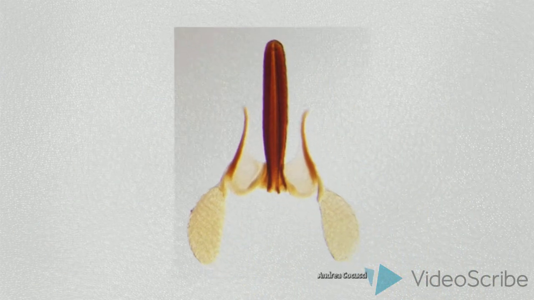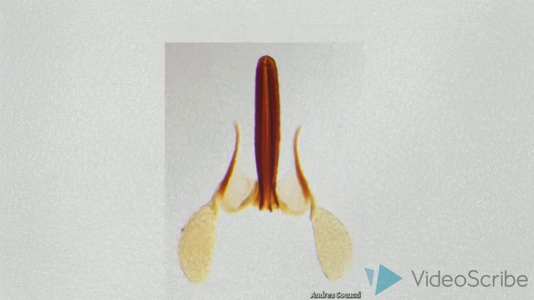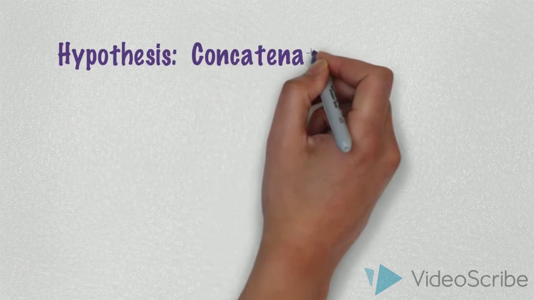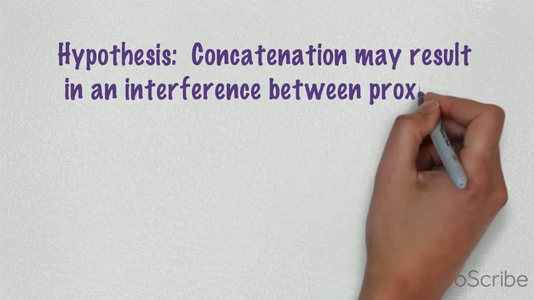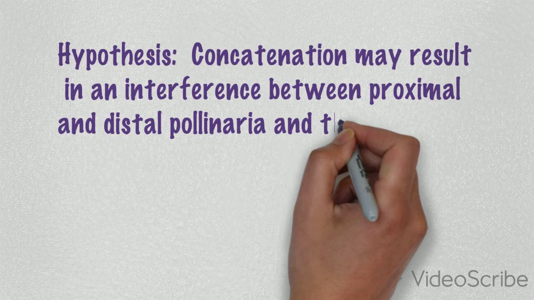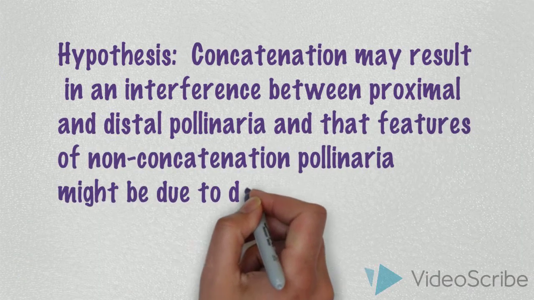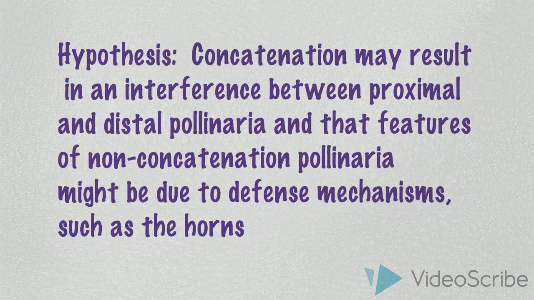Here is an example of the horned pollinaria found in South American milkweed that Dr. Andrea Cocucci observed in her experiment. Cocucci hypothesized that concatenation may result in an interference between proximal and distal pollinaria, and that features of non-catenation pollinaria might be due to defense mechanisms such as the horns.